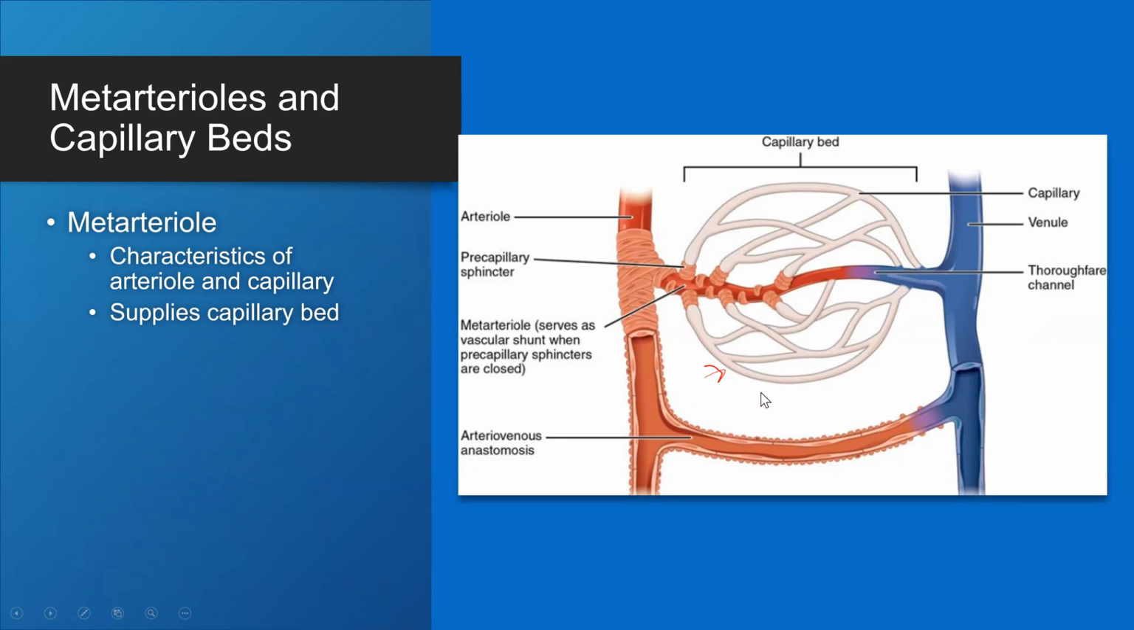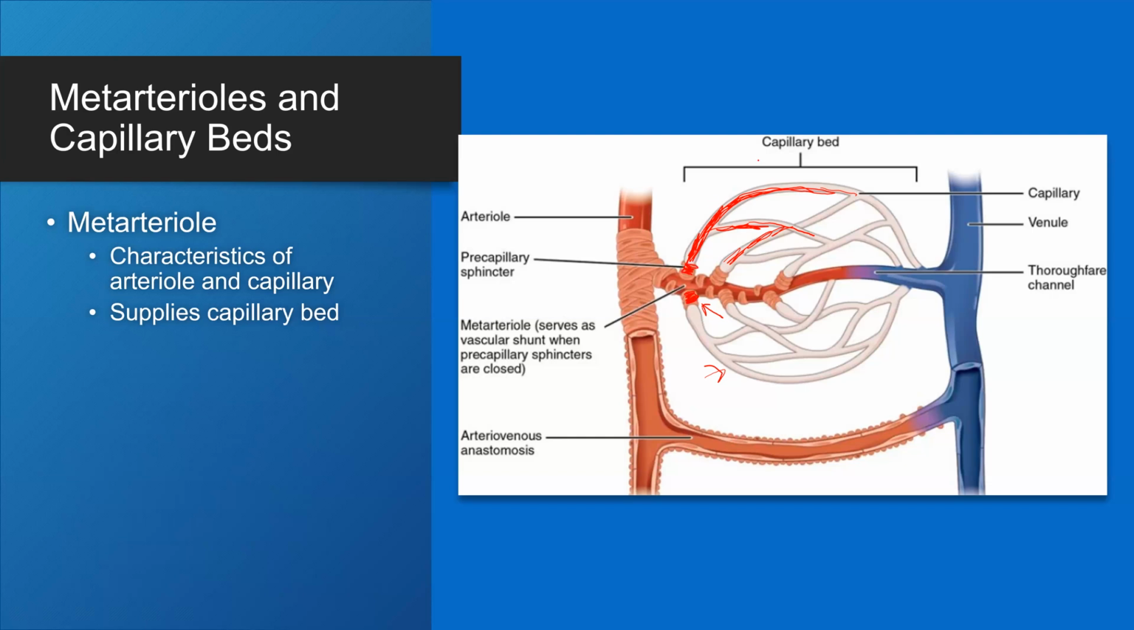And why do we need these metarterioles? Because look, those are capillaries, and you have these precapillary sphincters. When you need more blood supply to your GI tract, those sphincters will relax and blood will flow through capillaries, right? And it will be a large blood supply to your GI tract. Well, that will happen when you're ready to digest and absorb your food.